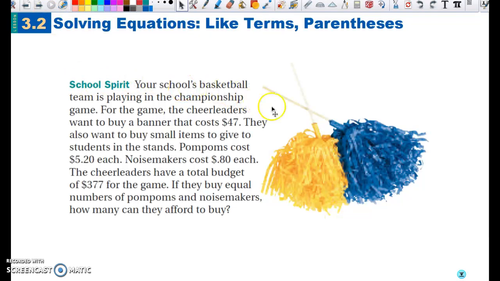Now, you may have seen at West Fargo High School we have cheerleaders of our own, and so this story problem is based on that idea. Your school's basketball team is playing in the championship game. For the game, the cheerleaders want to buy a banner that costs $47. They also want to buy small items to give to students in the stands. Pom-poms cost $5.20 each, noisemakers cost 80 cents each, and the cheerleaders have a total budget of $377 for the game. The question is, how many noisemakers and pom-poms can you buy?